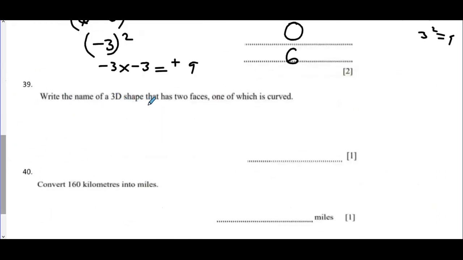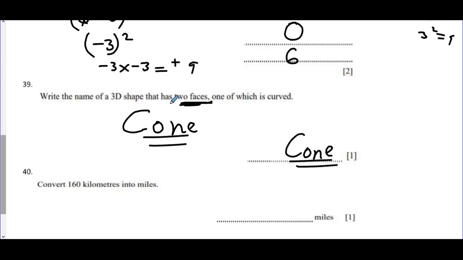Lastly, write the name of a 3-dimensional shape that has 2 faces. Can you try to guess any 3-dimensional shape that has only 2 faces, but one of which is curved? Can you try pausing this video and try to guess? What is that? I think you said cone. Okay. Try to check a 3-dimensional shape which has 2 faces, because a cone looks like this. It has this part here, which is circular. There's this part here, which is a circle. And it has that face, which we call the lateral face, or curved face. Okay. So I hope we said cone.